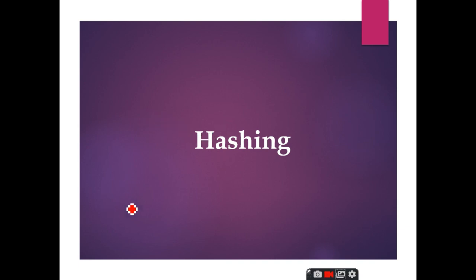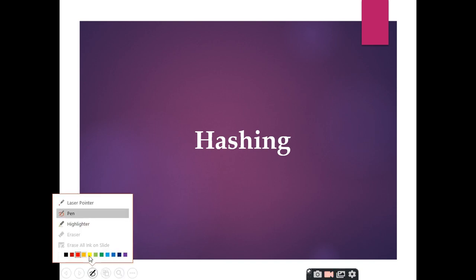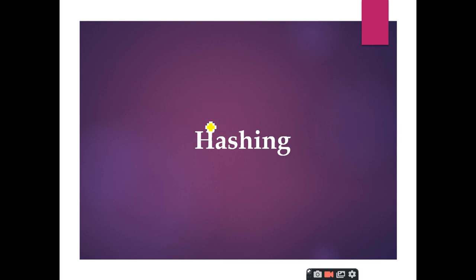In this session, we are going to discuss one topic called hashing. This part is related to your second unit, last topic. It's a very simple topic. Hashing is a very simple topic.